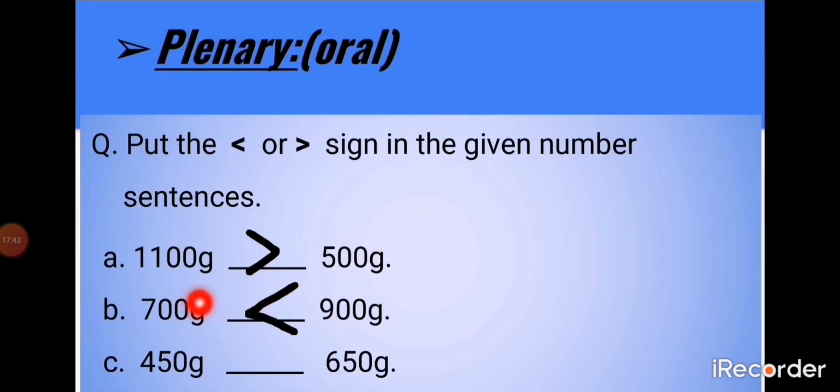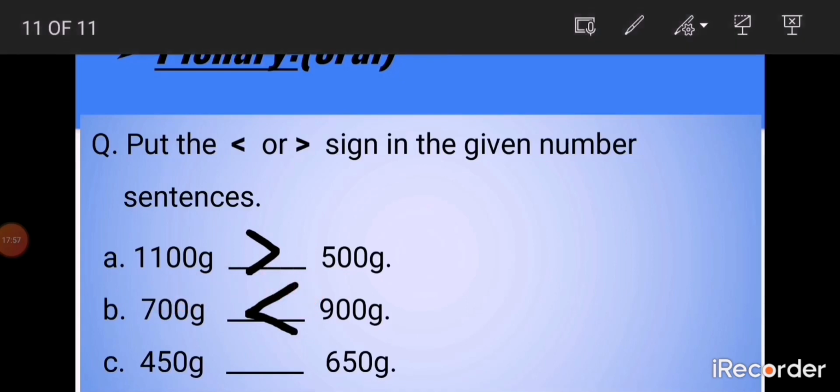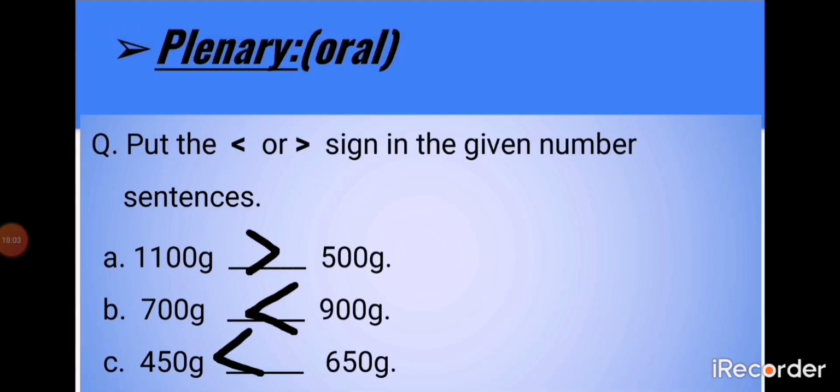C part. 450 grams dash 650 grams. Now compare 450 and 650. Which one is greater, which one is smaller? Is 450 greater than 650 or smaller than 650? 400s are smaller than 600. So we can write 450 is smaller than 650 grams. So we'll put the smaller than sign, pointed side towards 450 and the open end towards 650. So this is the plenary. We are revising our topic and that's it.